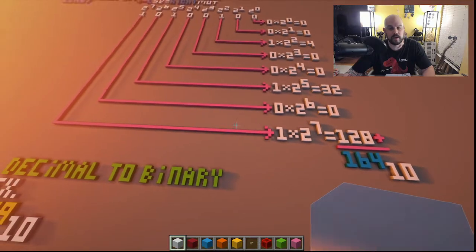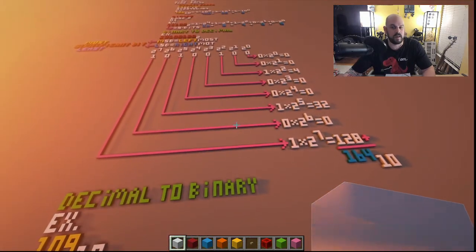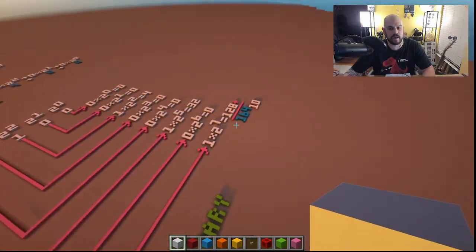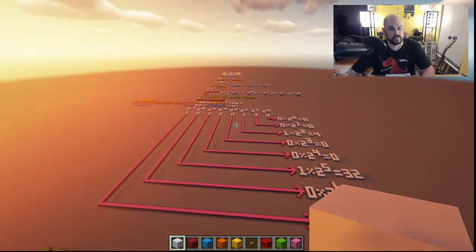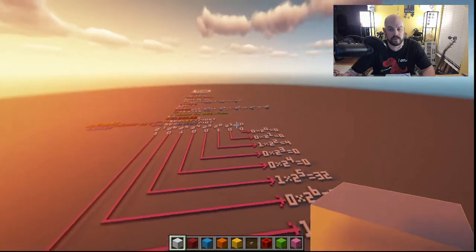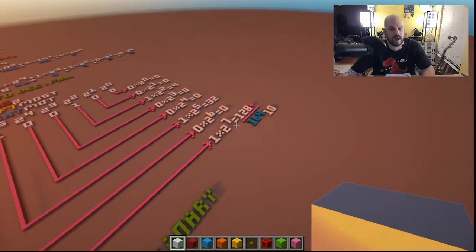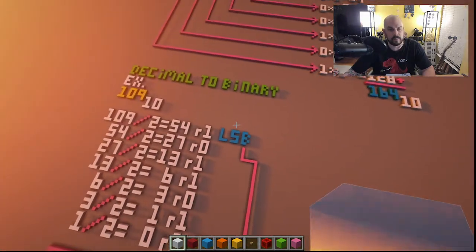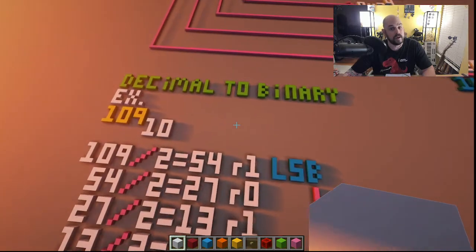So that's how we do that. Basically, anytime you see binary and want to get it to decimal, that's all you're going to do. Just take each individual number to its power, starting with the least significant bit, going to the most significant bit, add them all up. You got your decimal. Now, decimal to binary is actually kind of fun.